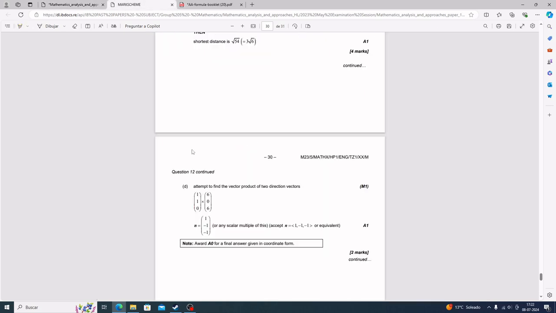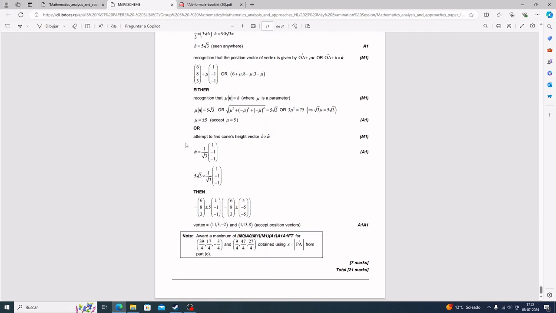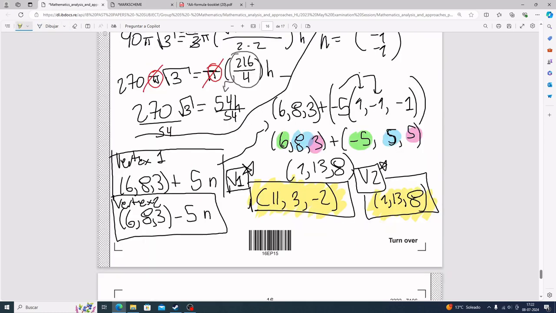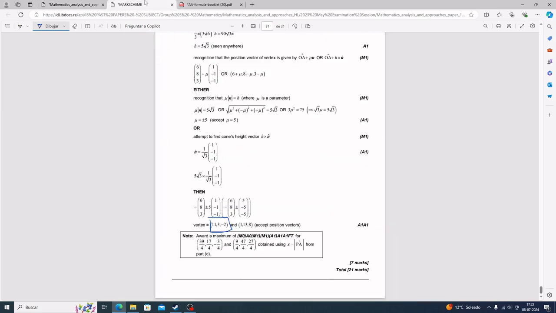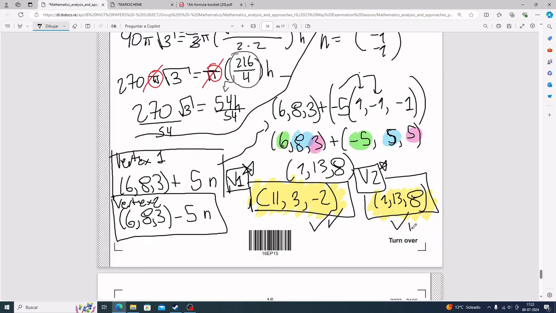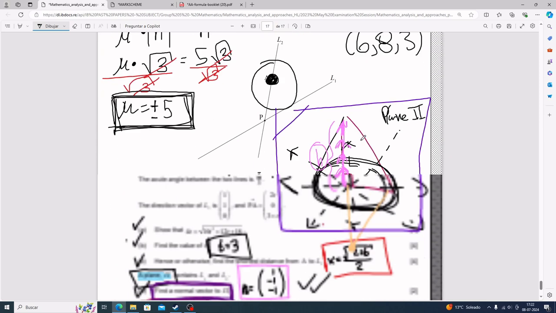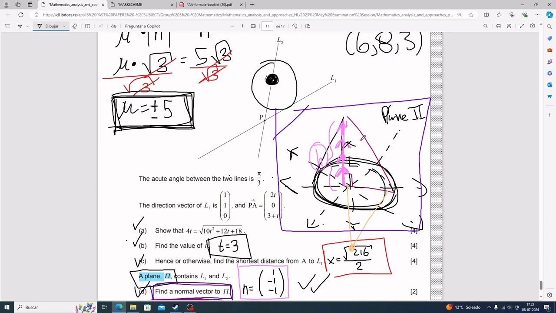And just for checking in the mark scheme, we do see over here that one of the vertexes is 11, 3, -2. Makes sense, that is this one right here. And 1, 13, 8, it's right there, see? So you guys, this last part is definitely hard. I think that the biggest challenge is really understanding how to visualize it.